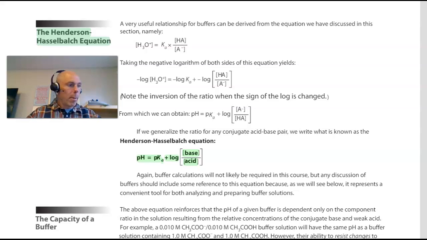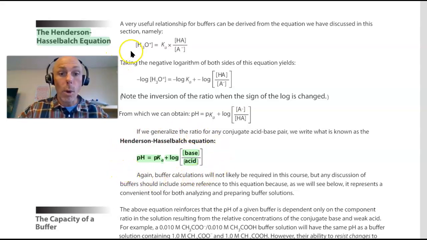All right, I flipped my page. I'm on 357 of the textbook, or 365 of the ebook, looking at this section, the moment you've been waiting for, titled the Henderson-Hasselbalch equation. And this equation we do end up using quite a bit in buffer systems. In fact, most of the math around buffer systems uses this equation.